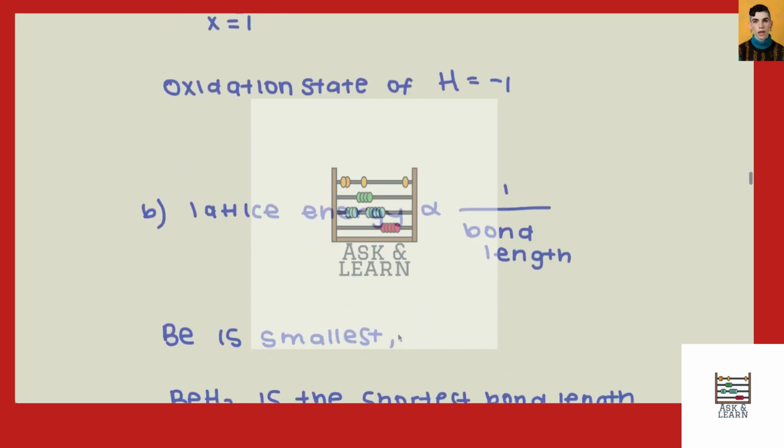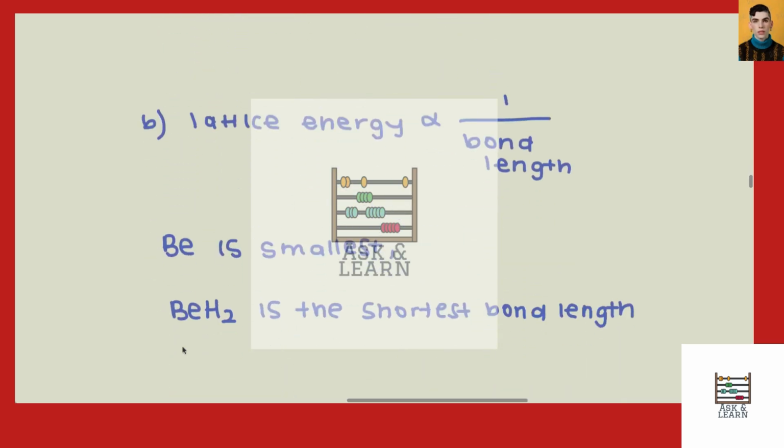And now we have to discuss the relationship between bond length and lattice energy. Lattice energy simply is talking about the energy of a solid state structure. So lattice energy is directly proportional to 1 over the bond length. So what that means is that as bond length increases, the lattice energy decreases.